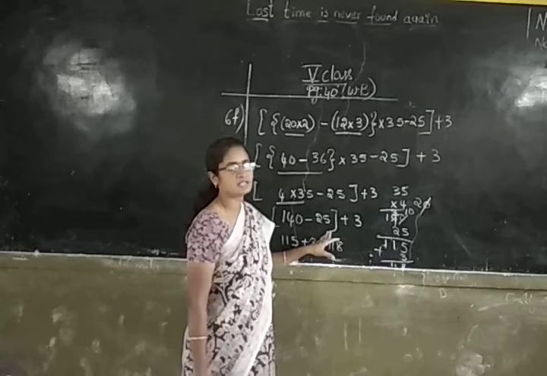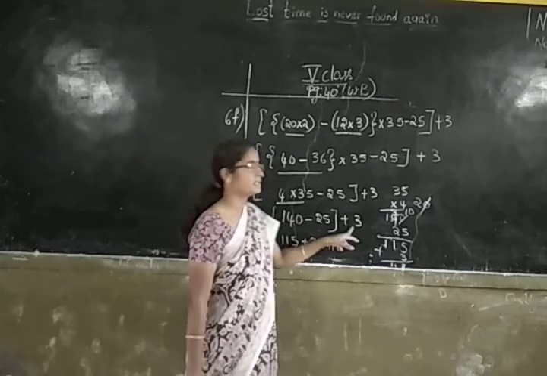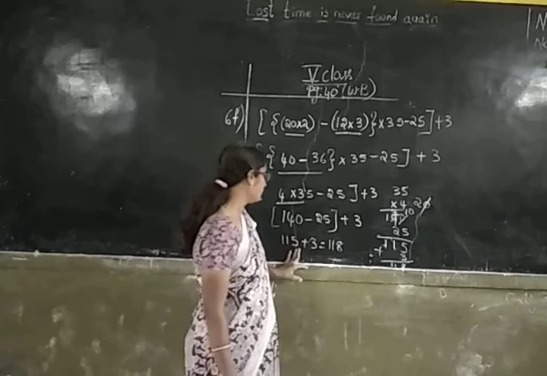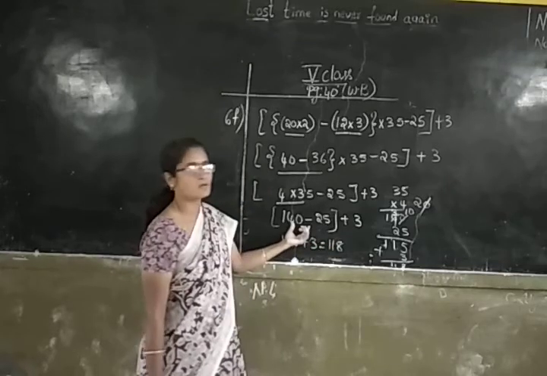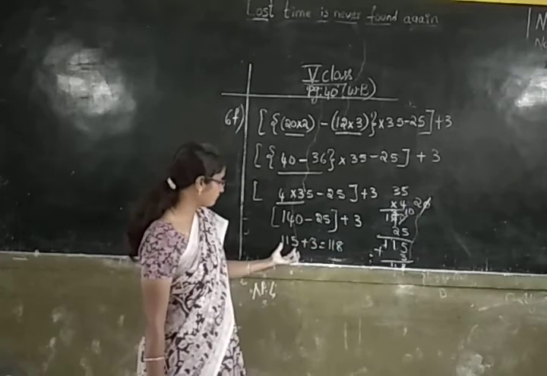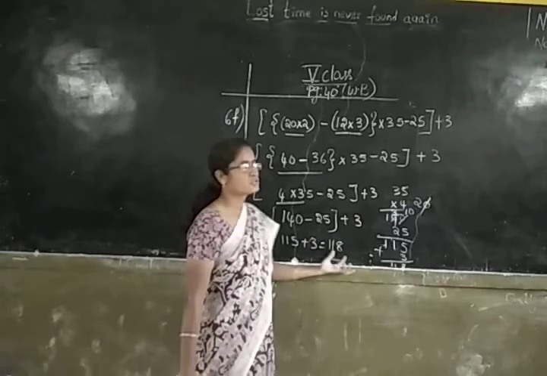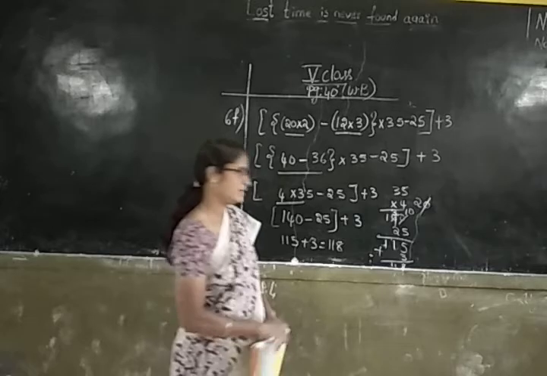After solving the terms in the square bracket, it is given plus 3 outside the square bracket. So you have to add 3 to the result you have got in the square bracket. We have got 115 in the square bracket, so we have to add 3 to 115. So the answer is 118.